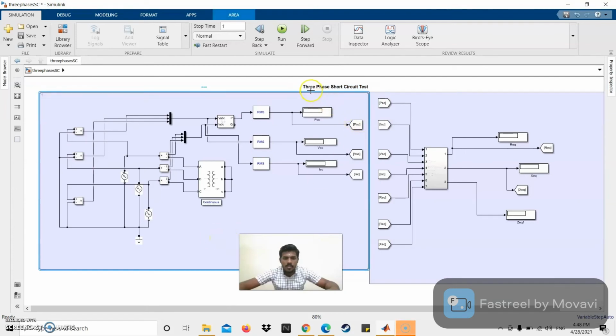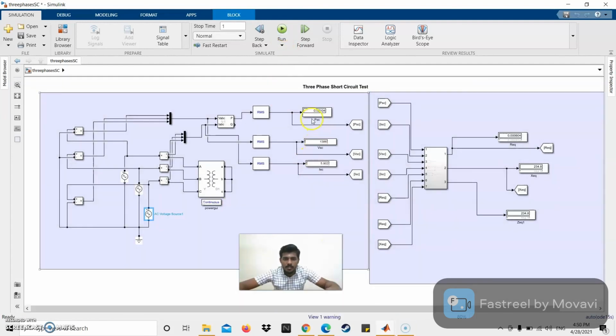Now let's see three-phase short circuit. Also the same procedure to do this circuit. The only difference here is that we short the secondary part, A to C, and B is connected straight, and then we also provide a ground, same as the previous circuit for the open test three-phase. So let us start the simulation.